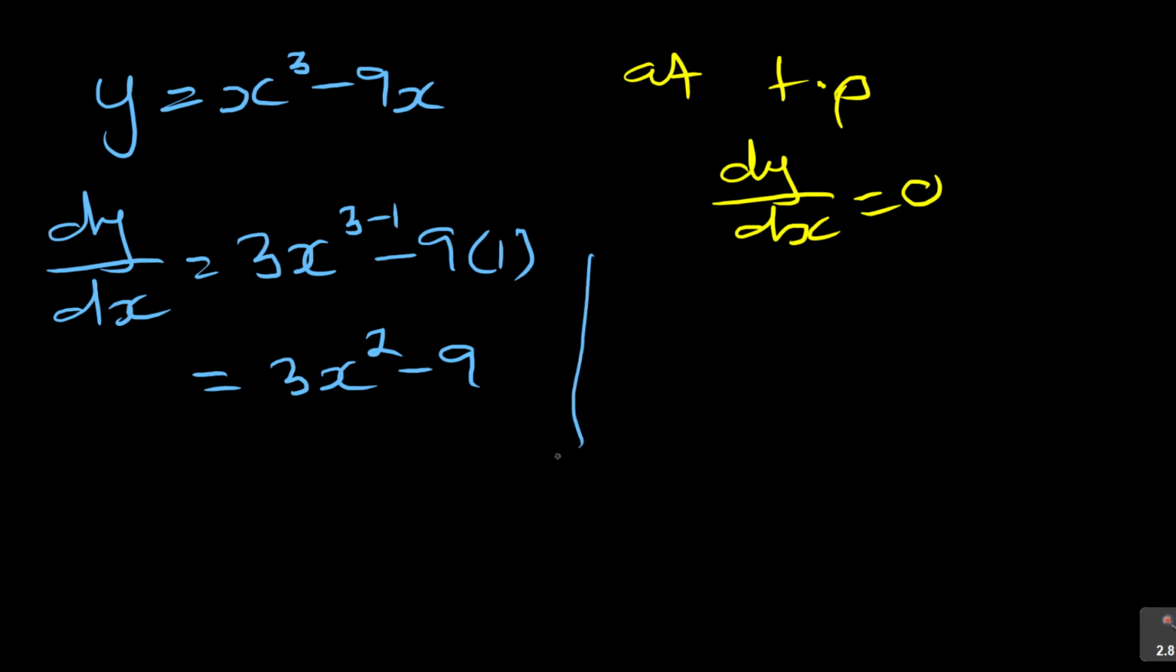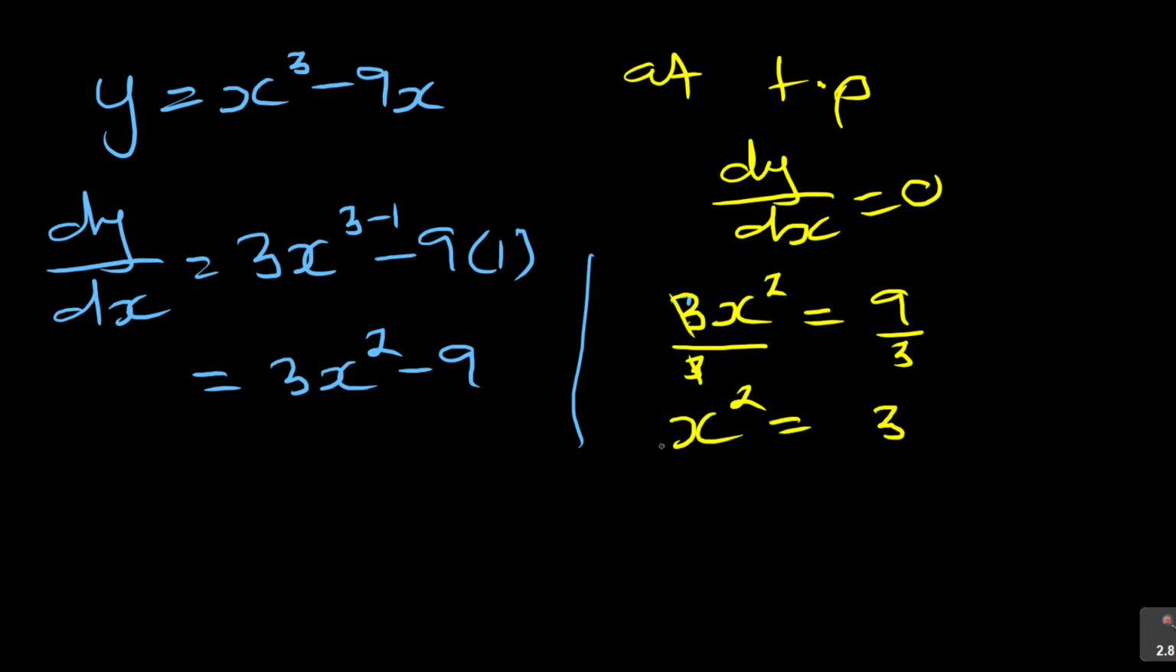And then we did mention to say at turning point, so it will be 3x squared equal to 9. Divide by 3 on both sides. What do I have? I've got x squared is equal to 3. Now look, I have to square root both sides, but don't forget it's plus or minus. Do not forget that.